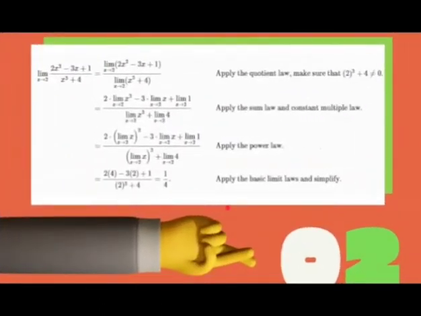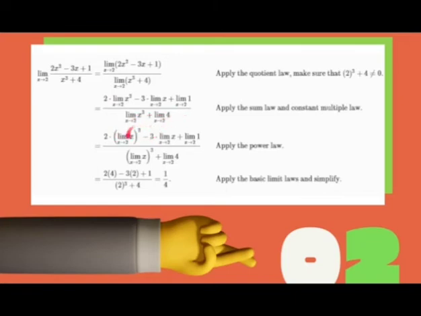For the next example, we now have actual polynomials as our numerator and denominator. First, use the quotient law to turn the polynomials into limit form. Then apply the sum law and constant multiple law. As you can see, 2x squared is now 2 times the limit of x squared as x approaches 2. The rest of the terms are also changed.